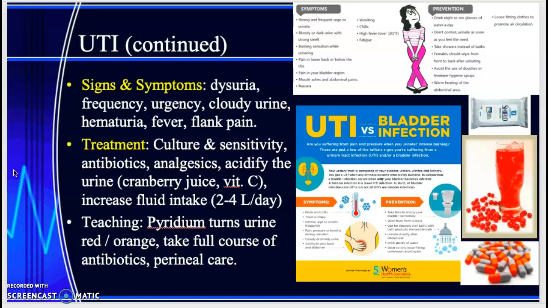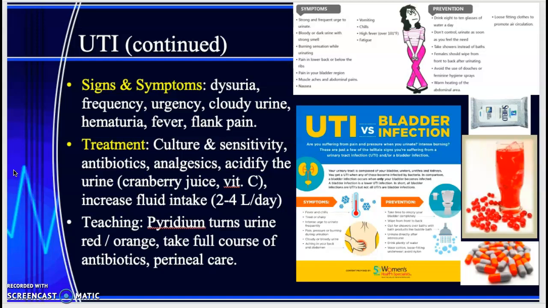Urgency means that they got to go and they don't have time to sit around and wait. They feel like they have to go right now. Cloudy urine, that's pretty obvious. Often you're going to see stuff floating in the urine, and hematuria, that's the blood.